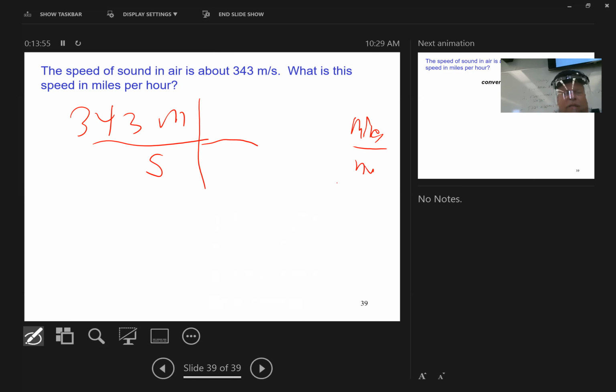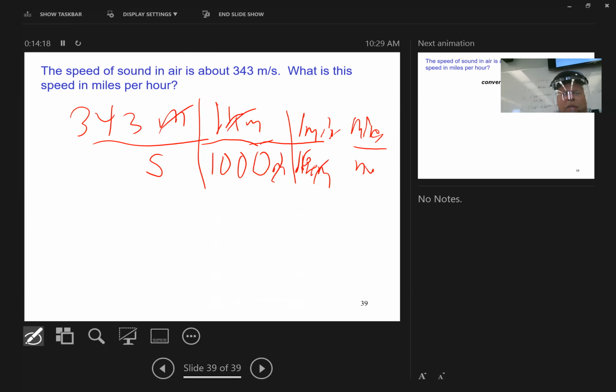Meters to miles. So let's go: 1,000 meters is 1 kilometer. And to make it simpler, 1.6 kilometers equals 1 mile. Okay, so what units cancel? The meters cancel, the kilometers cancel, you now have miles. So what's the next one you have to put in there?